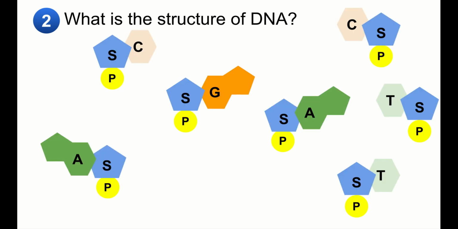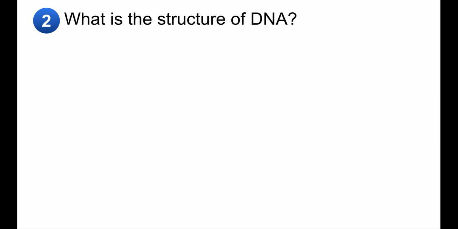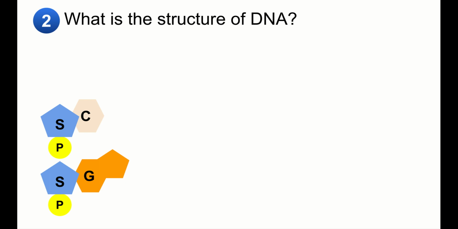Let's build some DNA. We've got these freely floating nucleotides in the cell. Let's assemble them into a DNA molecule. And you can probably infer how we're going to do this. So we'll start by building one side of our DNA first. I have a guanine nucleotide. I'll connect that to a cytosine nucleotide and connect that to an adenine nucleotide. I've just built one side of the DNA molecule.